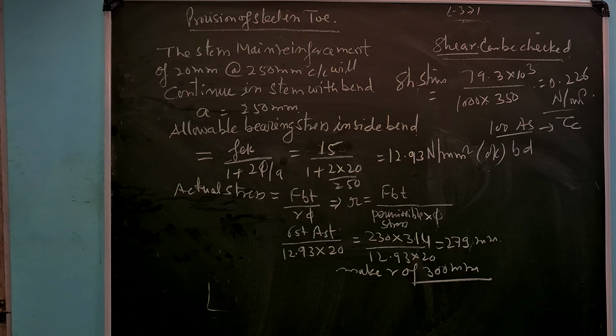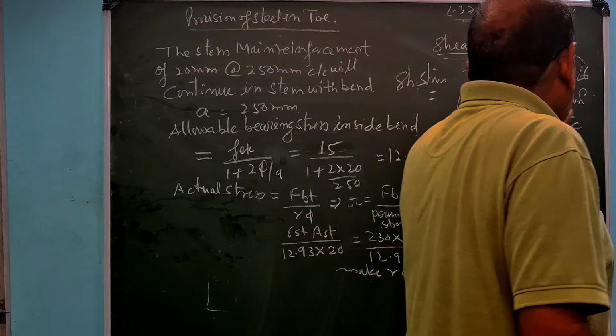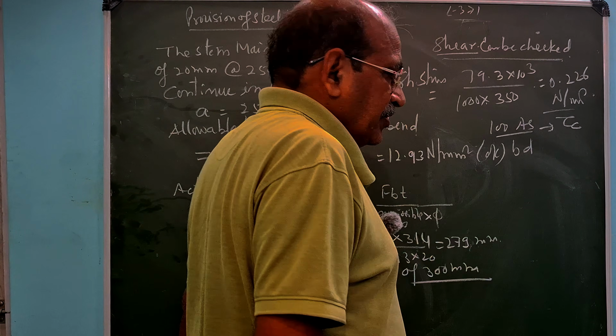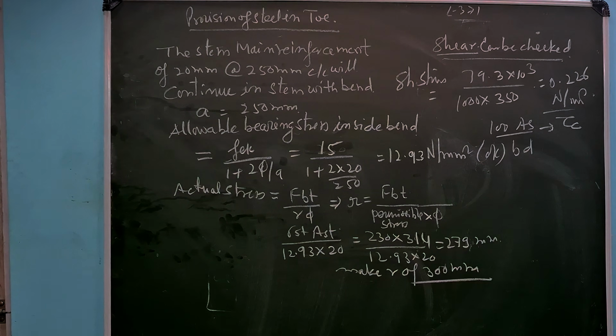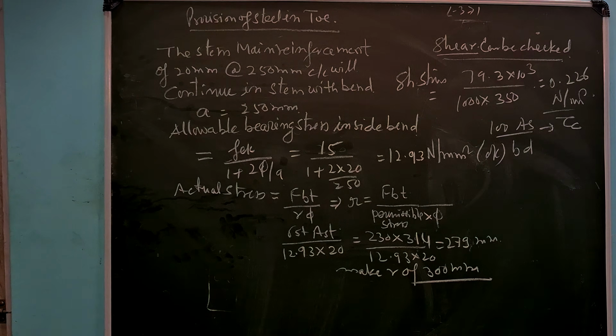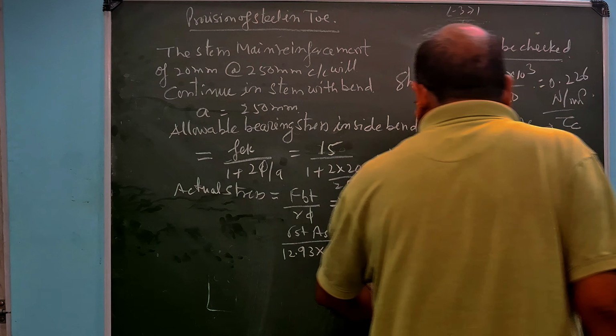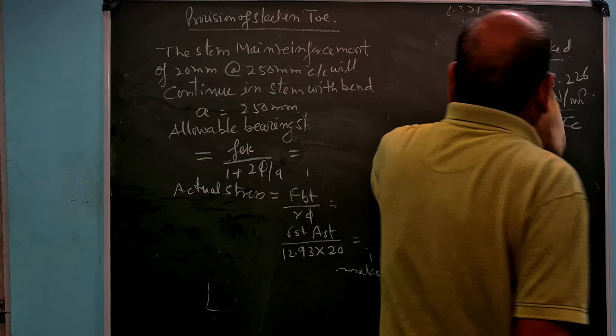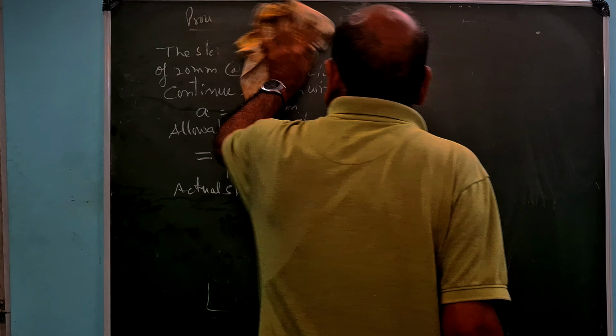You can find out this 116. So the process is same as we have done earlier. So we can always check the shear also, whatever with the shear that can be checked. So this is all about the design of your toe.